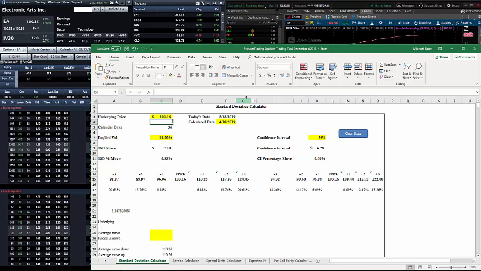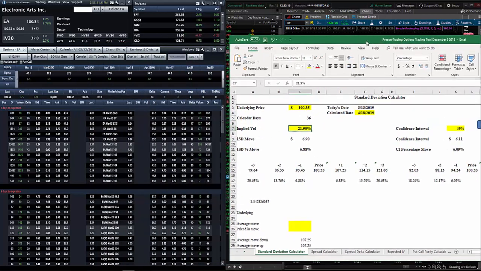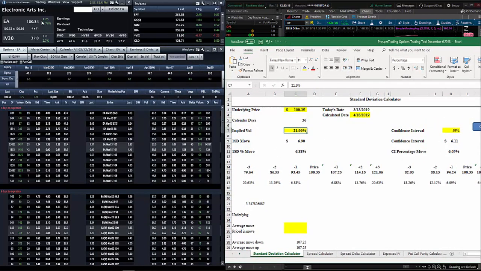Okay, so let's pretend that we're going to go out to April. So it'd be 3 pieces of information. You need the underlying price. So here we are trading at $100.35. Let's go out to April, which is the 18th, and then we need the at the money implied volatility. Sterling Volatrader does this for us, which is here.